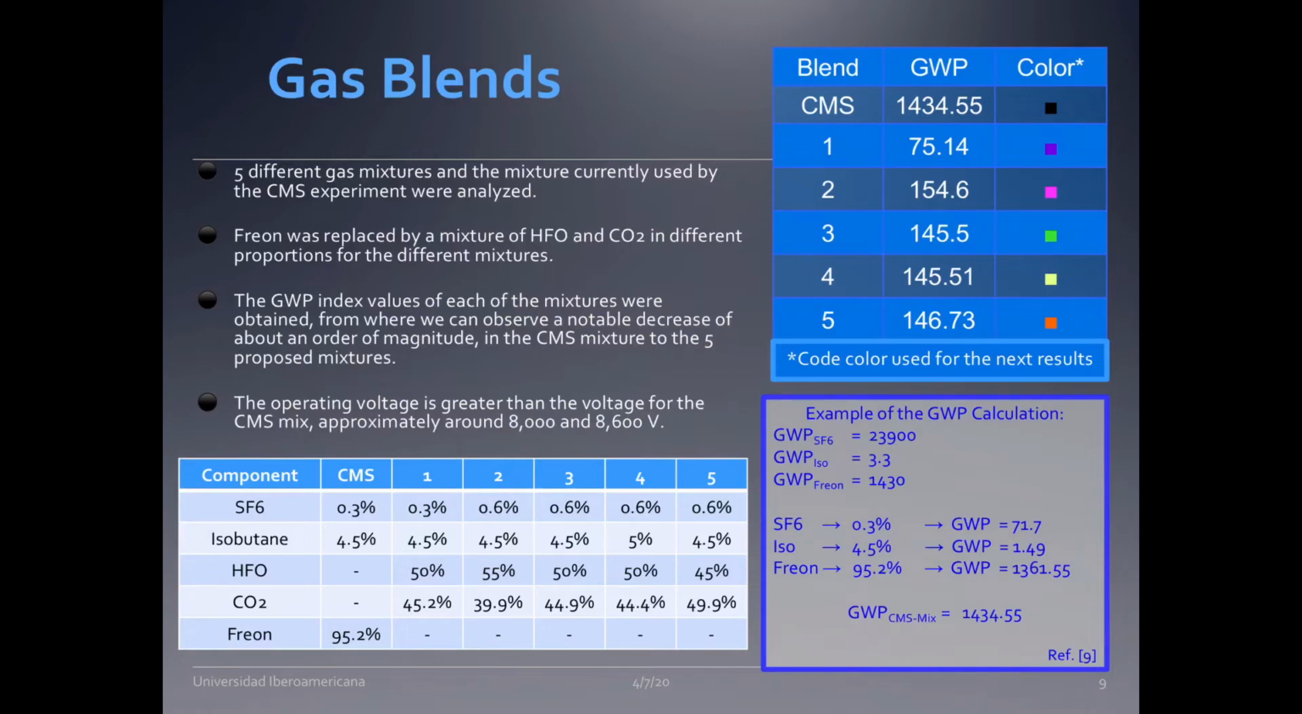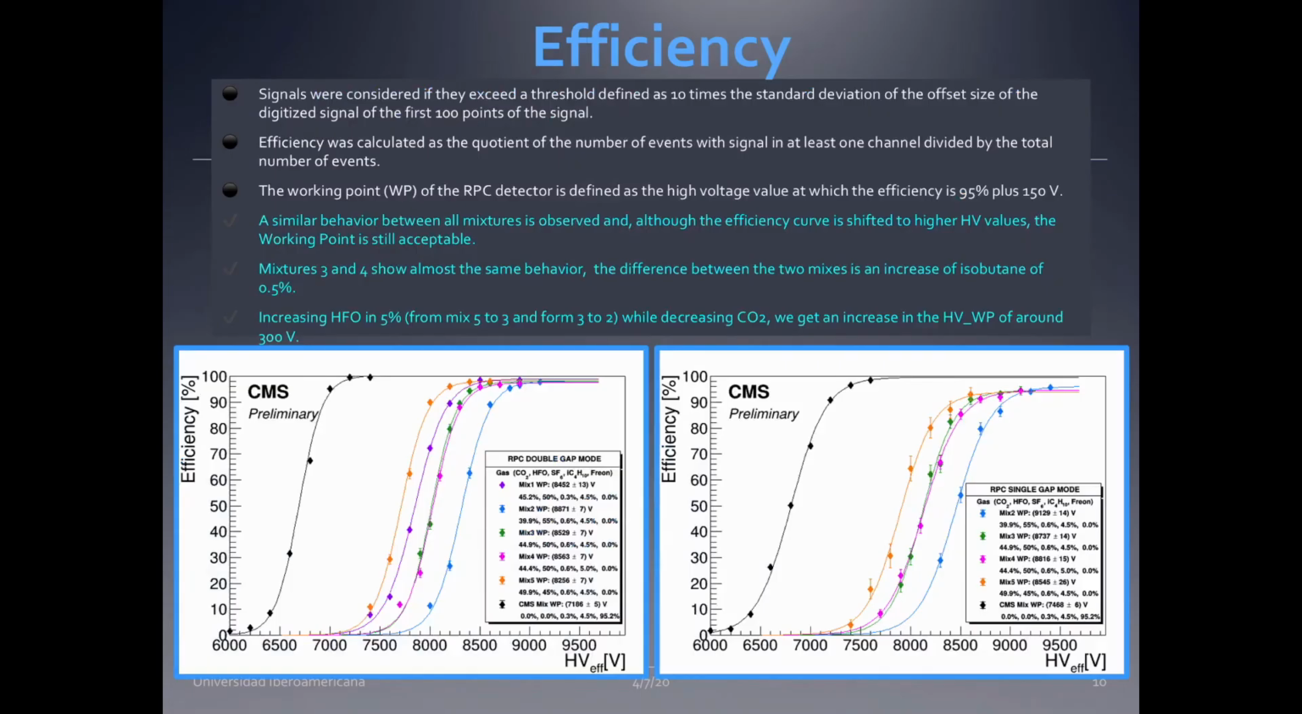With the previous gases, blends were made and we got 5 different mixtures changing the concentration of each component, see the lower table. Freon was replaced by a mixture of HFO and CO2. The GWP of each mix was calculated. We can see an example of this calculation on the lower box, and in the table at the top, the values are summarized and we assign a color code for each one, used for the next results.